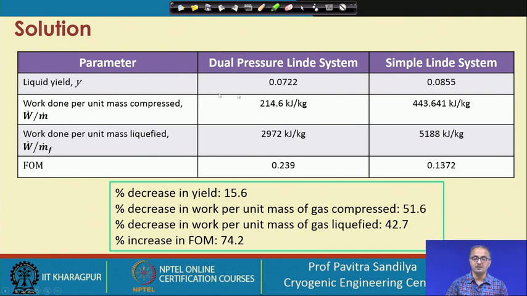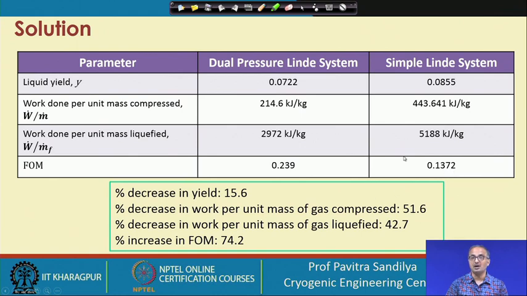So, here we find the liquid yield given for the dual pressure system is a bit less than the one we are getting for the simple Linde system. Then the work done per unit mass compressed is also a bit less than the simple Linde system. The work done per unit mass liquefied is also quite a bit less than the simple Linde system, and this is the FOM value. We find it is a bit more than the simple Linde system.